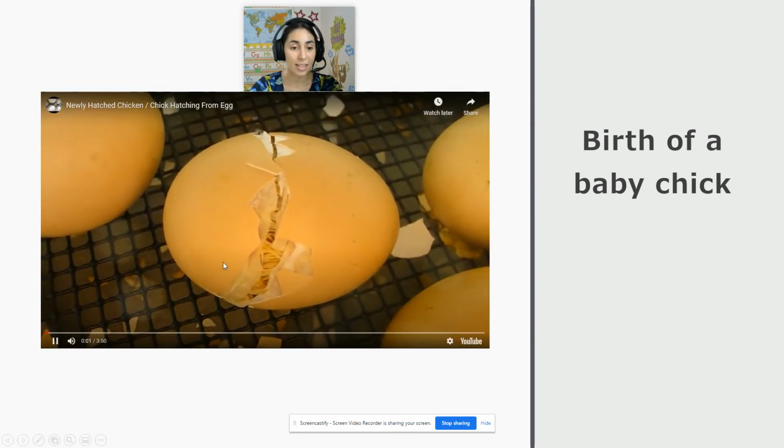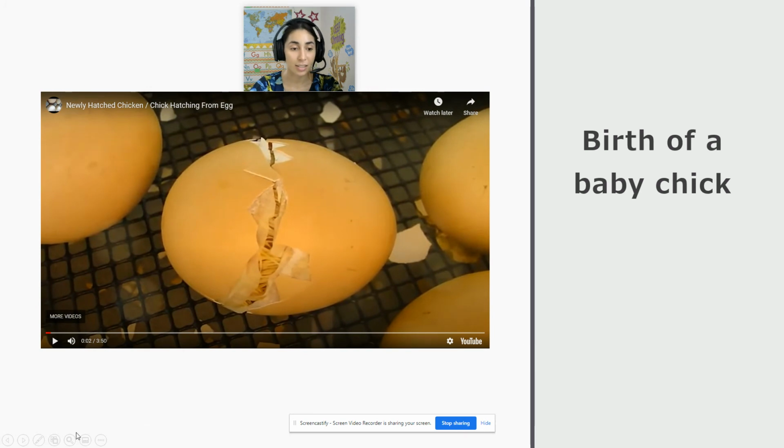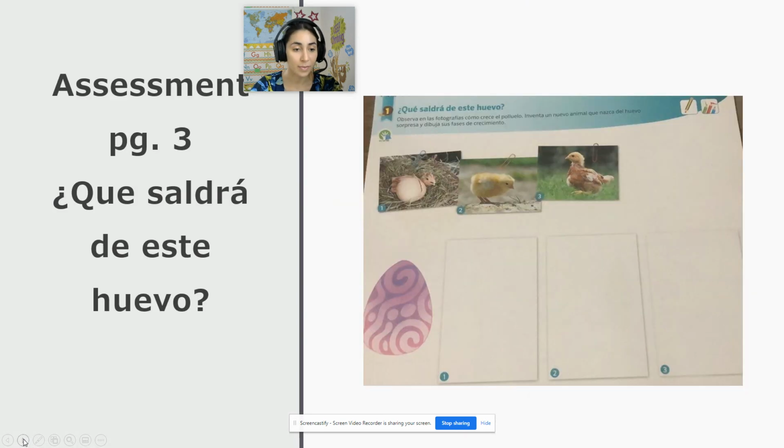Now, there you go. So this is the other part of your assessment, which is page 3, and it's called ¿Qué saldrá de este huevo? So basically, what you just saw was the birth of a baby chick. And in this part of your assessment, page 3, you have the birth of a baby chick. The first picture is the little baby chick coming out of the egg, and then you have step 1, step 2, and step 3. He's out of the egg. He's super small and really yellow. And then in the third picture, he's a little bit bigger.